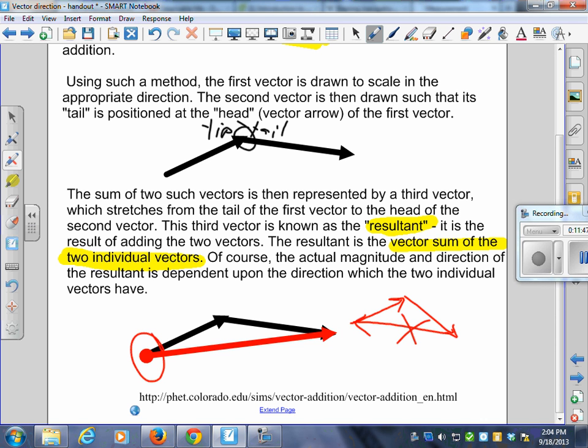The only thing that has to be tip to tail is the ones you're adding. This is the tip to tail I'm talking about. Then your resultant is where you started and where you ended up. Think about going for a little walk. If you started here, and you walk like this, and then you walk like that, what is the result of your little walk? The same as if you just followed that. So do not do tip to tail here. Just here where you're at.